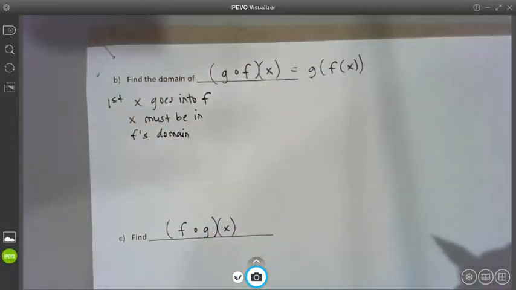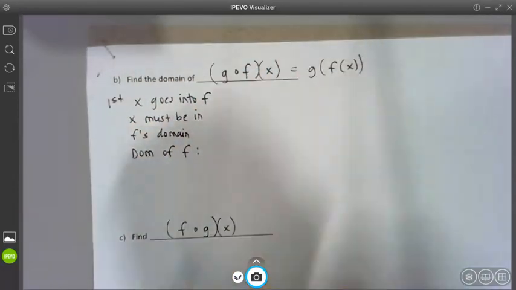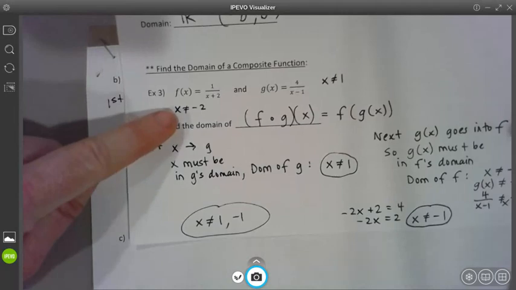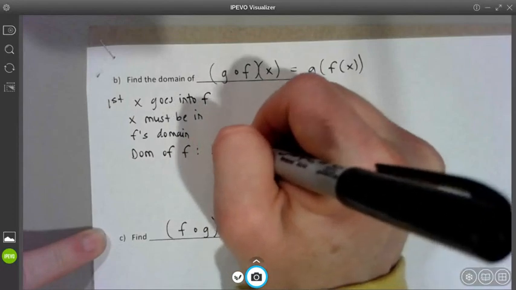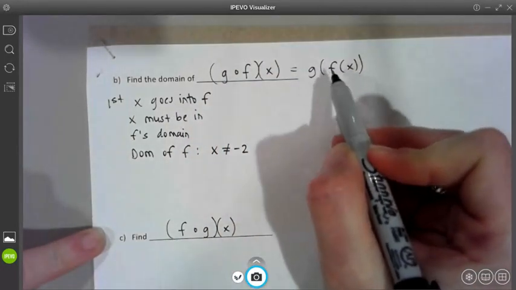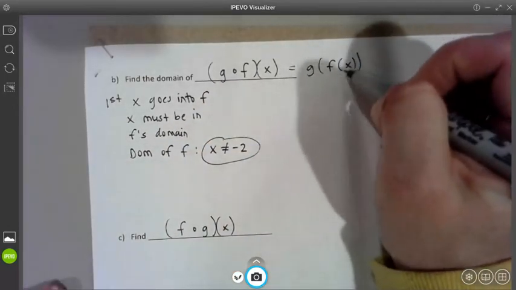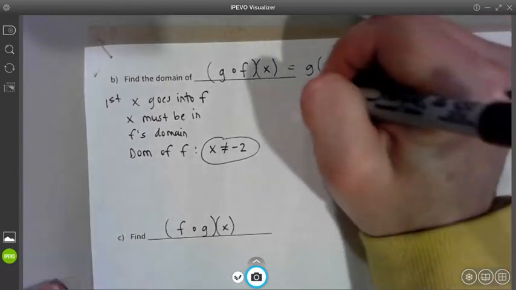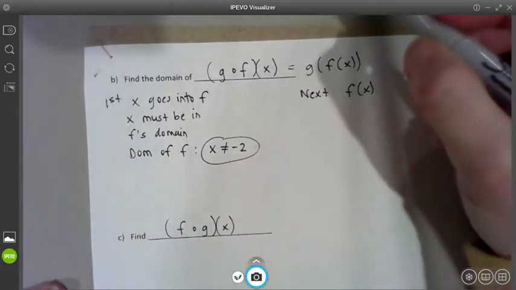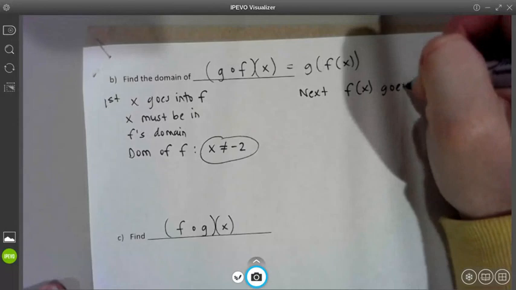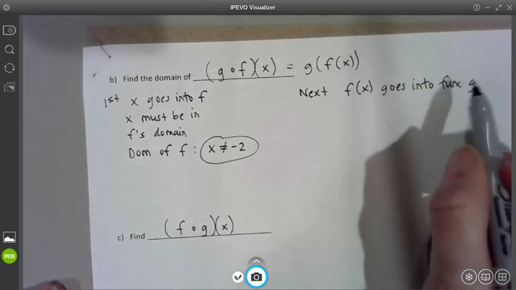All right, well, if that's true, what is f's domain? So the domain of f, we said, is x can't be -2. So we're definitely going to hold on to that. You would never start by plugging a -2 in here because -2 can't go into function f. All right. Next, the output f of x is what's going to get plugged into function g, right? So that output of f is going to get plugged into g. So f of x must be in g's domain.